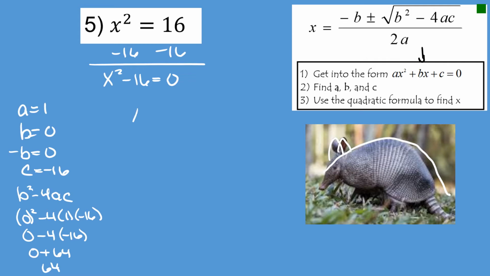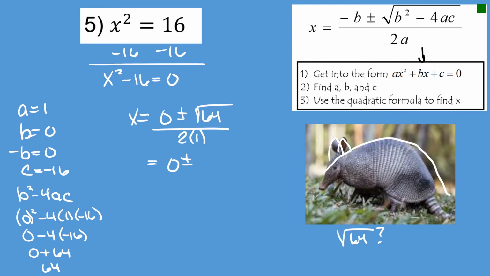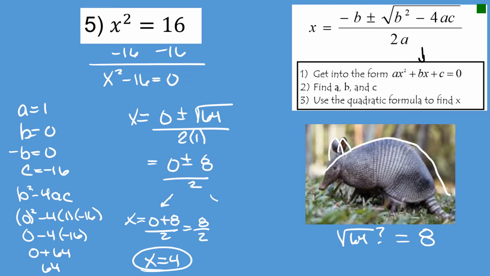Oh my gosh. So x is going to equal negative b, which is 0, plus or minus the square root of the discriminant, which is 64, all over 2 times a, which is 1. 0 plus or minus. Okay, Mr. Bunny Imitator, is there a square root of 64? The answer is yes. It is 8, all over 2. So x is going to equal 0 plus 8, all over 2. 8 over 2, x is going to equal 4. X is going to equal 0 minus 8 over 2, negative 8 over 2, x is going to be negative 4.